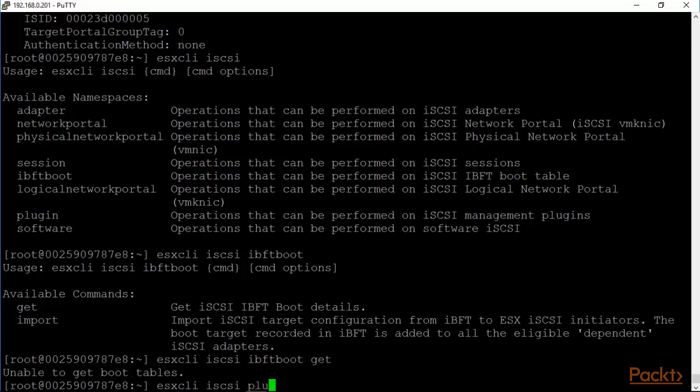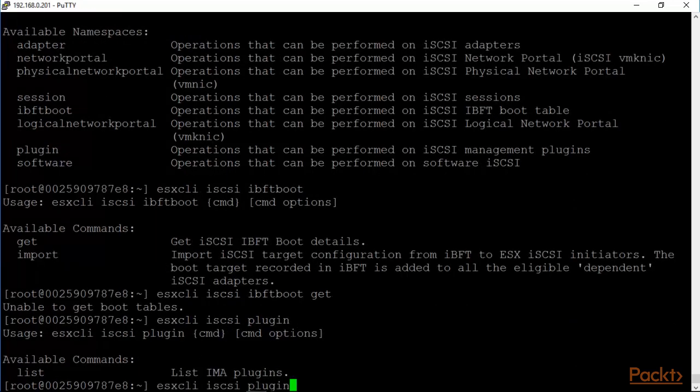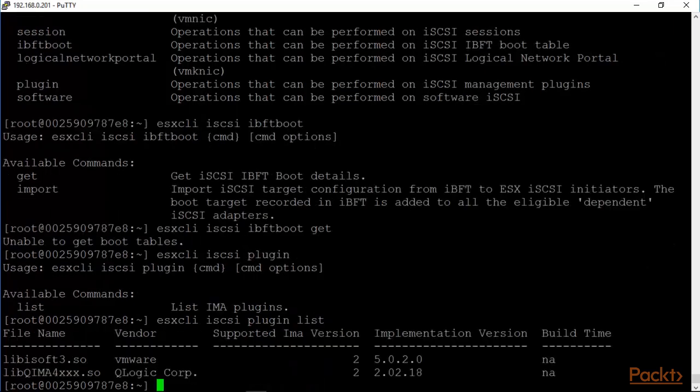The iSCSI plugin, and we can list the iSCSI list. Again, there's not going to be very much there. There's a VMware plugin, and there's a QLogic plugin. Again, not really relevant. iSCSI works very nicely. It's very fast. Multipathing is very easy to set up, as we've seen. We saw how to do the iSCSI configurations both on the host side as well as the array side as well.